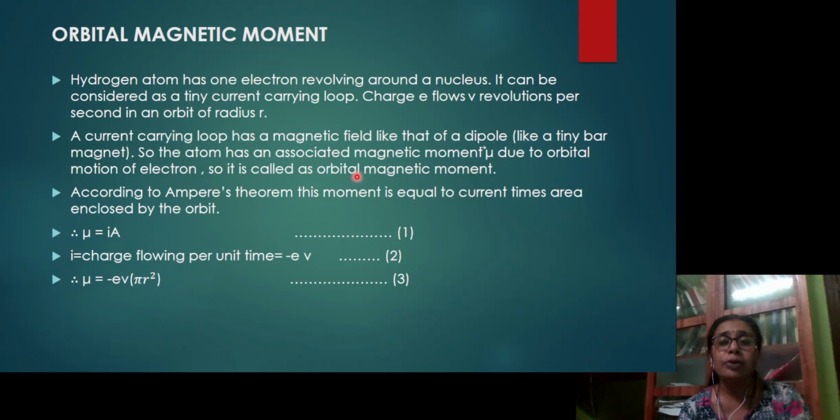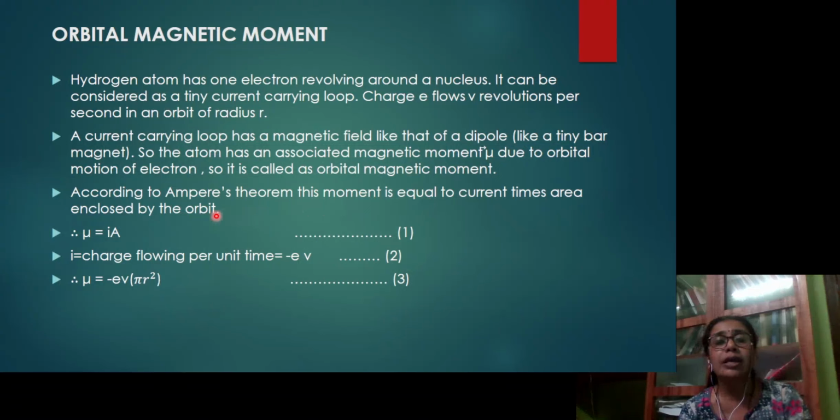Now how to calculate the orbital magnetic moment? For that, let us consider Ampere's theorem. According to Ampere's theorem, the magnetic moment is equal to the current times the area enclosed by the loop.